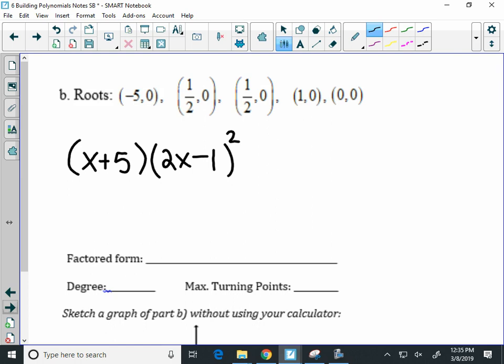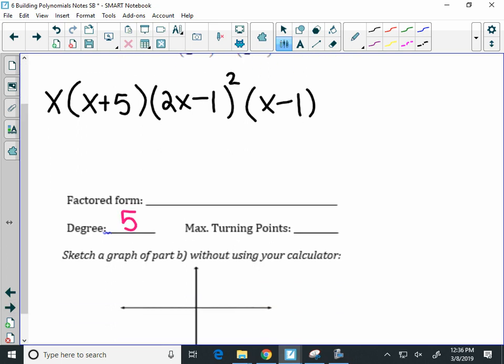What factor for positive 1? X minus 1. And for 0? X. I'm going to put the x at the front, but you can put it on the end. It doesn't matter where it goes. Well, that's my factored form. So we double check the degree just to be sure. I count up all the multiplicities. I have 1 plus 1 plus 2 plus 1, which is 5. What do we call that polynomial? Quintic. Well, how many turns do you think this graph is going to have?